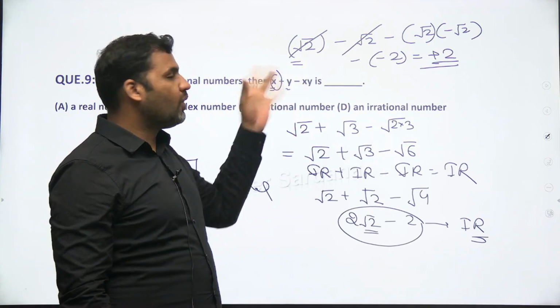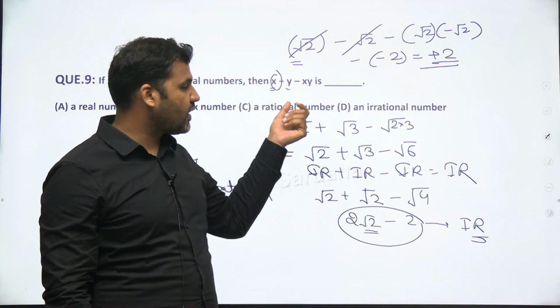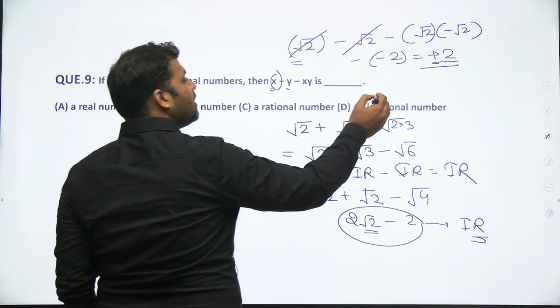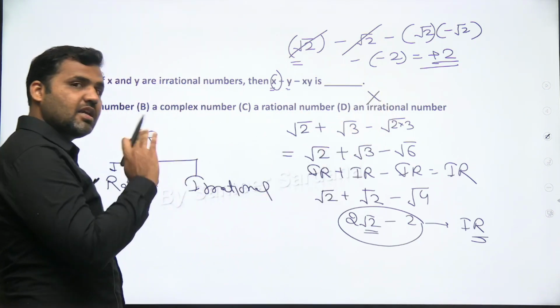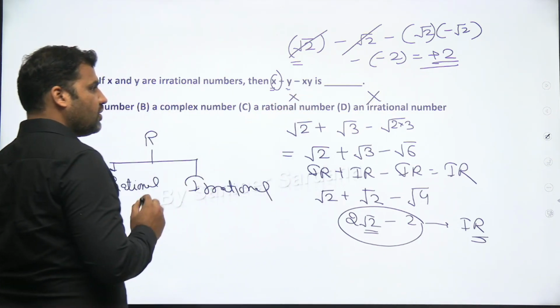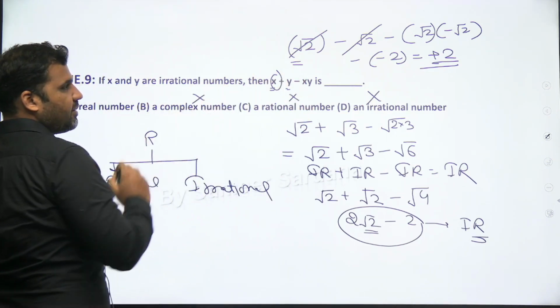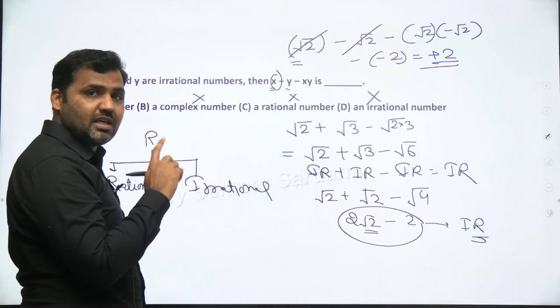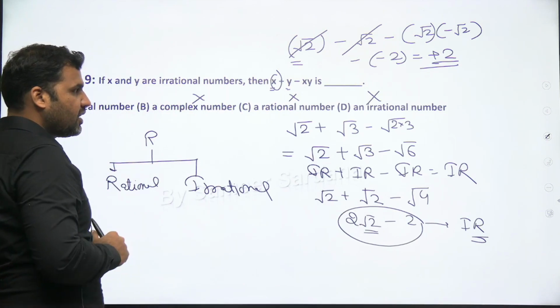That means this whole expression, depending on the value of x and y, can be an irrational number as well as a rational number. So can I pick option D as my answer, that it will be irrational in every case? No. Can I take the number as rational? No. Complex is not being formed, a real number is being formed, and 2 is also a real number. Adding irrational to irrational will give an irrational number, not a complex number.